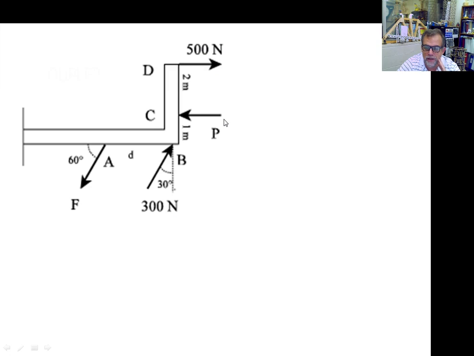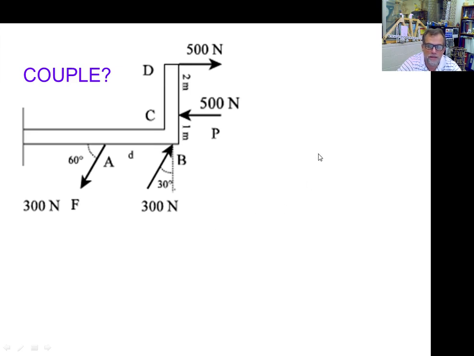This force P, what is a couple? A couple of two forces equal. The problem is telling you this is a couple. So if this is a couple, these two forces are parallel. Yes, they are parallel, and they have the same value. So the value for the P is 500, and the value for F is 300, because those are two couples. This is a couple, and this is a couple.